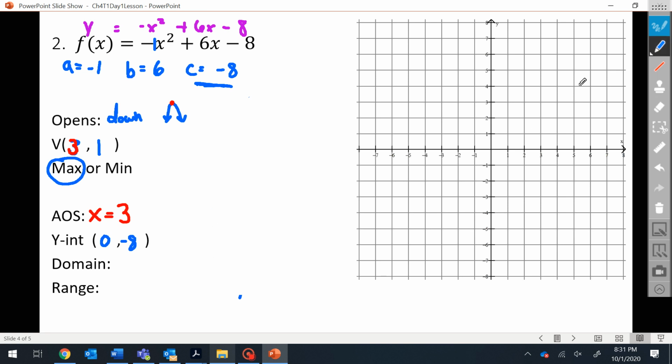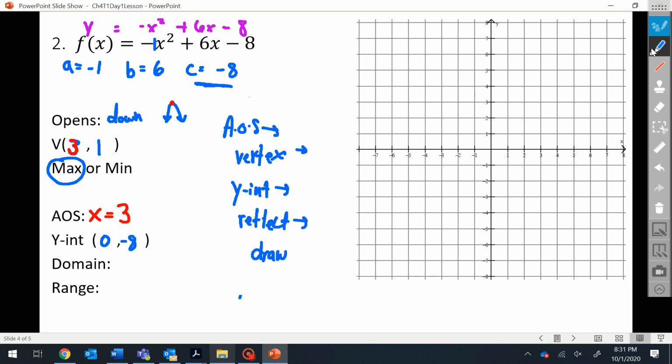So now I can graph this. Start with the axis of symmetry, then the vertex, then the y-intercept. Then you reflect it. And then you draw the parabola.